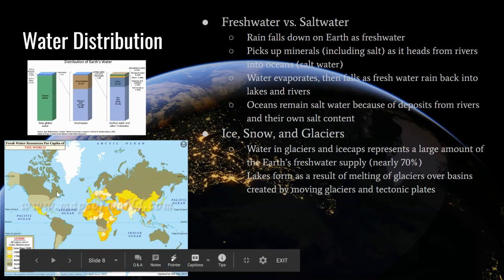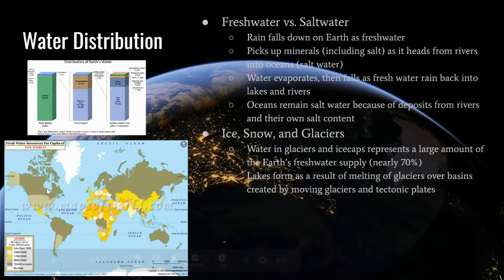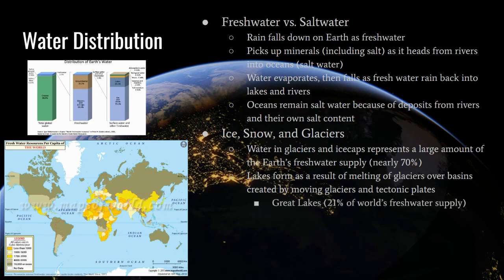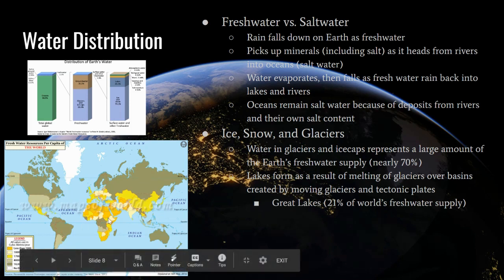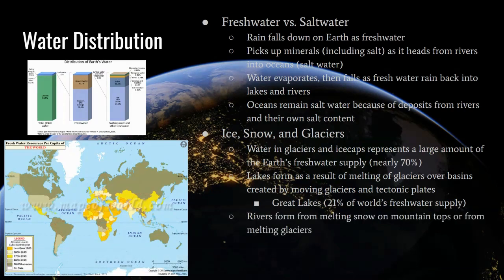So, for example, the Great Lakes, which are incredibly important, especially in our area, were the result of these moving glaciers. Other areas of the world obviously have glaciers as well, and that's where we start to see the biggest lakes form. 21% of the world's freshwater supply comes from the Great Lakes. So again, we are very fortunate, especially living in Illinois, that we have this large body of fresh water that allows this to happen.